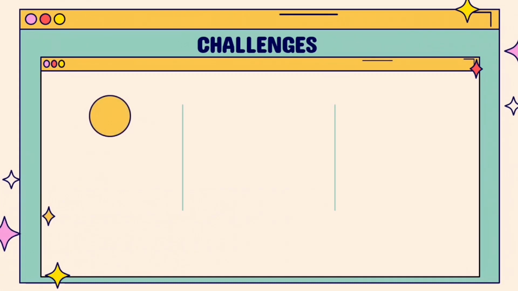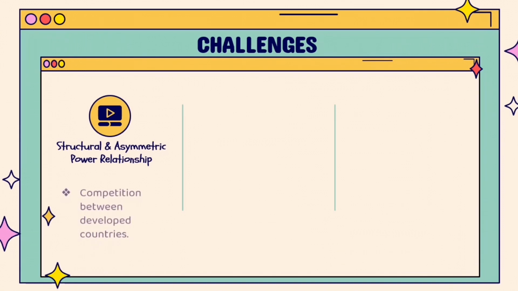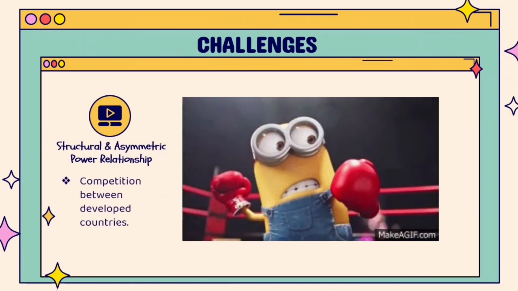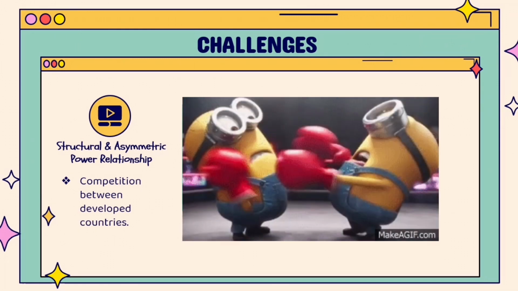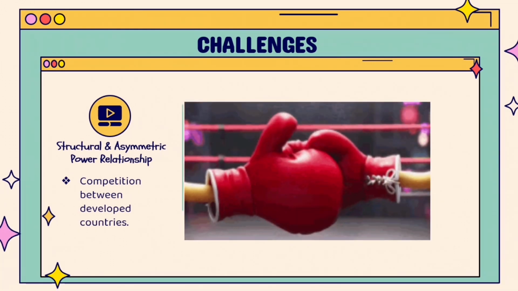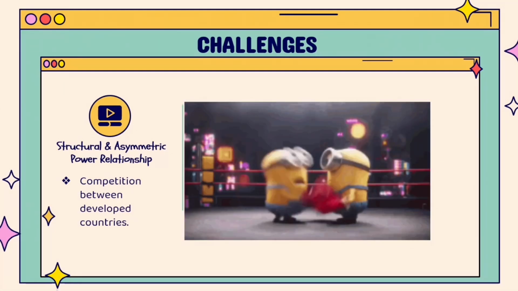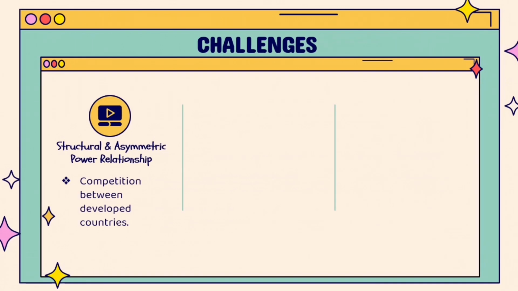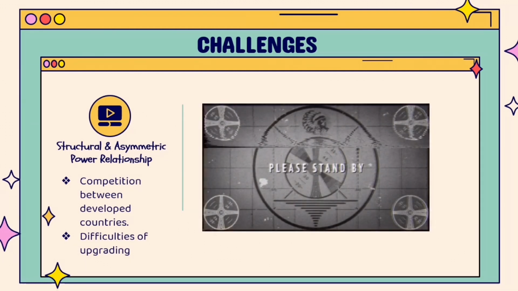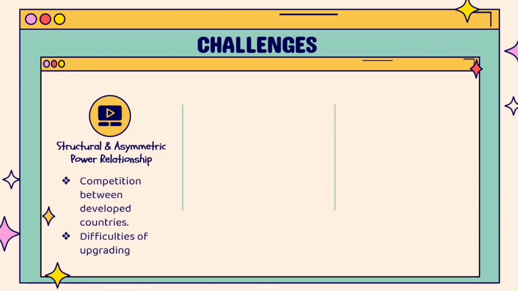The first one is the structural and asymmetric power relationship. Developed countries often compete with each other, especially when the global demand and supply structure keep changing. The changes have led to difficulties in the export-oriented development strategy of these developed countries since they have to change their strategies every time the demand and supply structure change. Second, the actual process of upgrading is complex when it involves various regions, and thus most of the time firms have difficulties with the upgrade process, and after upgrading completes, it does not give significant benefits to the firm.